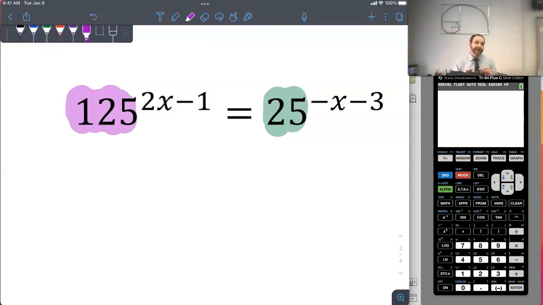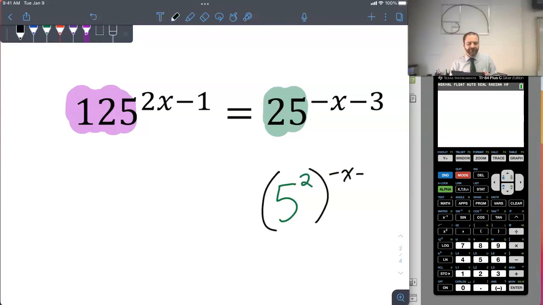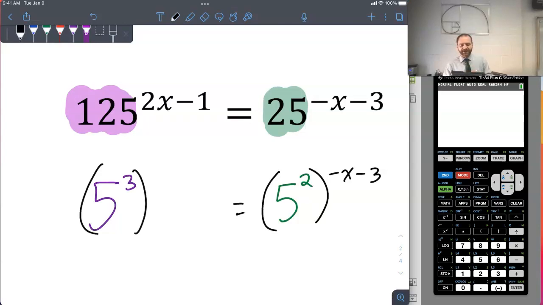I still look at the smaller one. I'm still going to look at 25 there because it's smaller. It's easier to figure out what it's a power of. I know 25 is 5 squared. I still have the negative x minus 3. Well, we did look at it in the previous example. We already figured out that 5 cubed is 125. So I'll make it look like the other side, they do create the same ones.